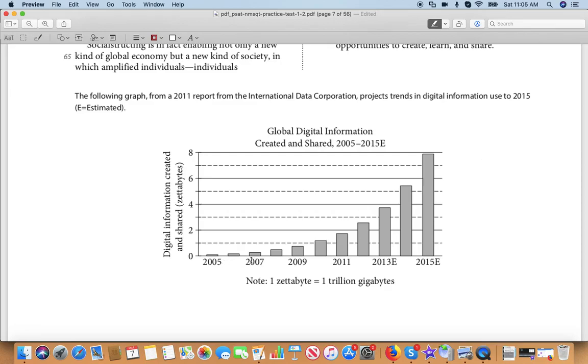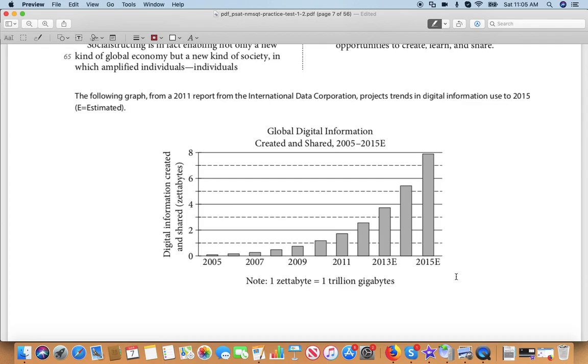Notice there's a space between the labeled years, but that's just 2005, then the blank is 2006, then 2007, the blank is 2008. I don't know why they don't include them all. Is there a key or any other information we need to study? There's no key, but notice below the graph it says that 1 zettabyte is 1 trillion gigabytes, which is a lot.